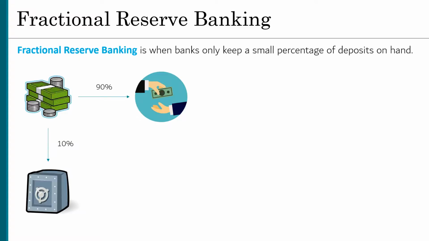Fractional reserve banking is when banks only keep a small percentage of deposits on hand, as is the case with banks in the United States and most of them around the world. The alternative is full reserve banking, which is when a bank keeps all the deposits on hand and is essentially just a safekeeper of your money.